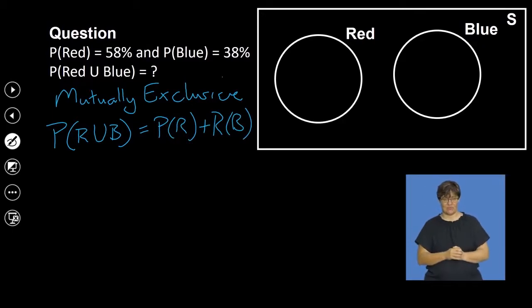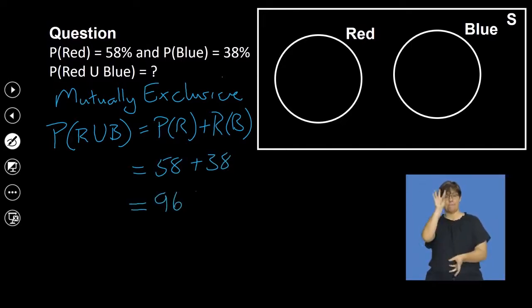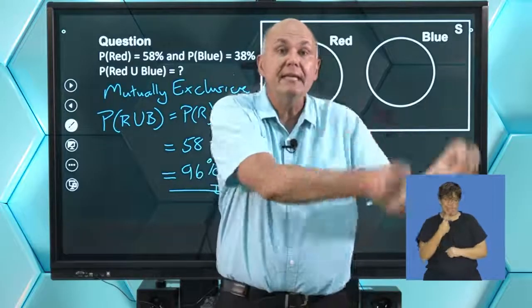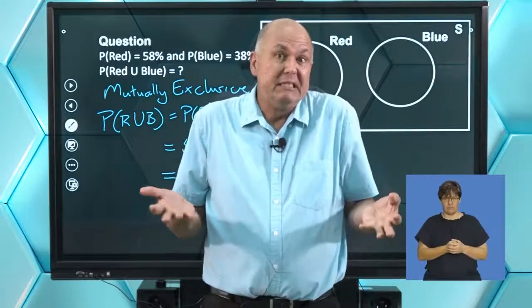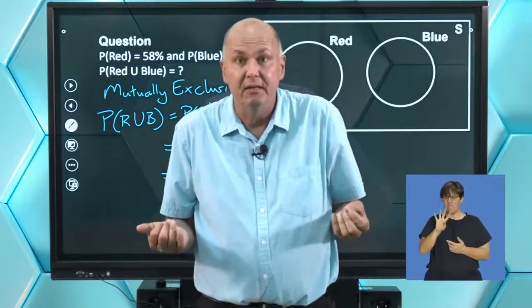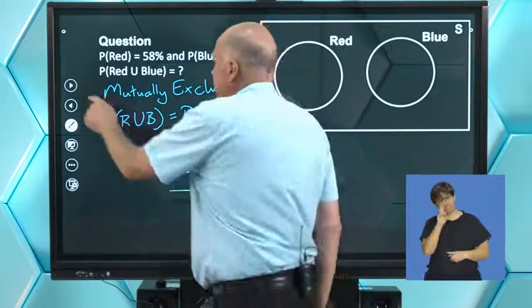And if you do that, it's not difficult to see that we're going to add these two together. 58% plus 38%, and I think you can see that comes to 96%. So there's a 96% chance of him choosing either the red or the blue. Well, what do you think that difference of 4% can be?